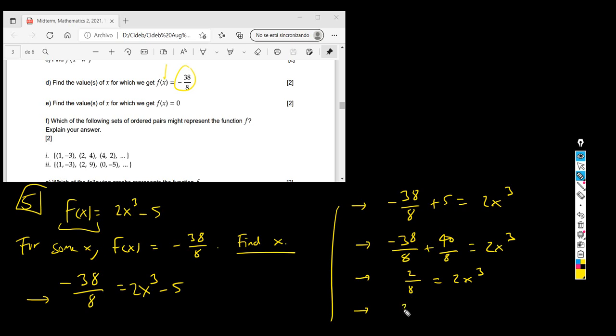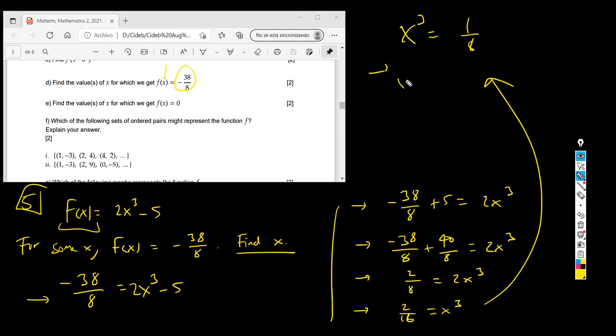We divide over 2 and we get 2/16ths equals x to the cube. I'm going to continue over here. X to the cube equals 1 over 8, which is the same as this, right? And finally, x equals the cubic root of 1/8, which is the same as 1/2.